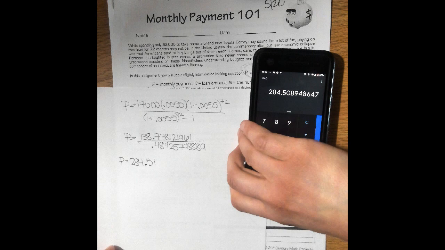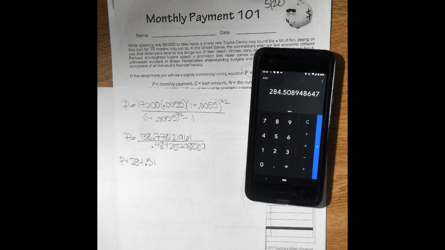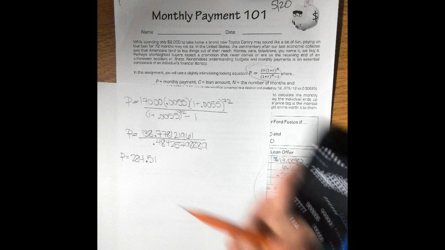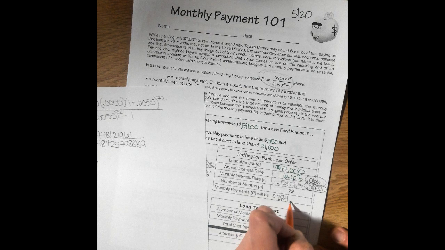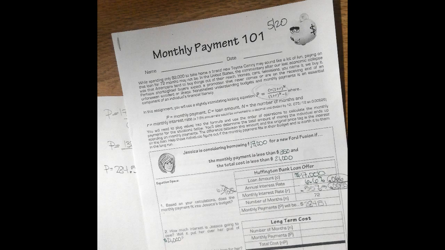If you have a TI-84, it's quite simpler because you can just use the green alpha button, and go to Y equals and hit enter, and it'll give you a nice fraction bar, so that all you have to do is type in the top, type in the bottom, and hit enter. But we've got our monthly payment will be $284.51. So that sounds good so far for Jessica because it's underneath her 350 goal.